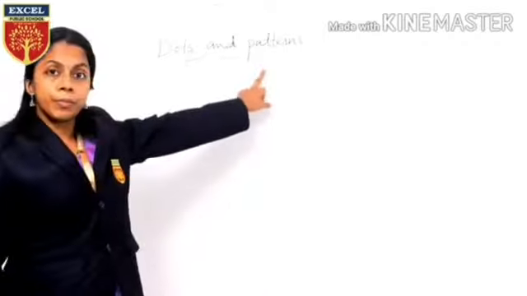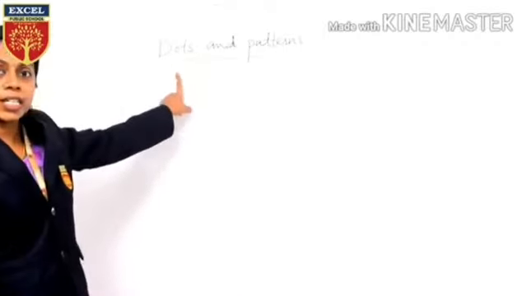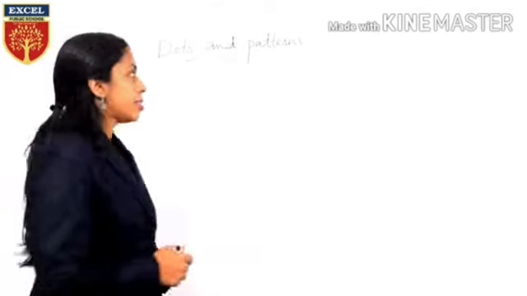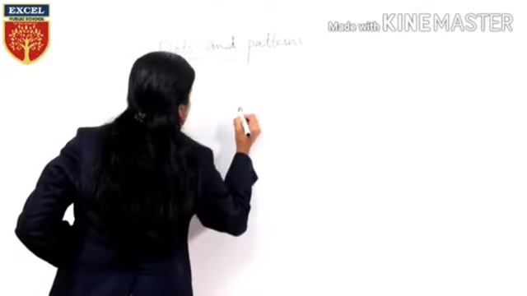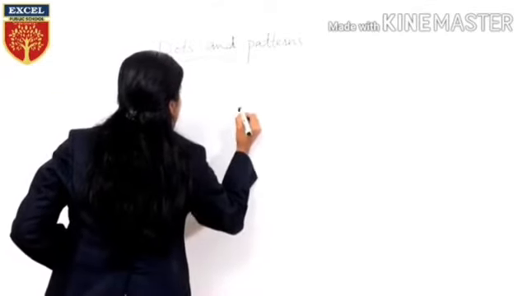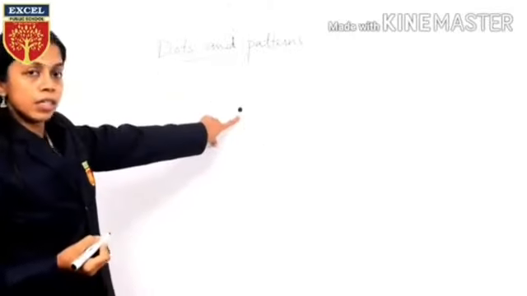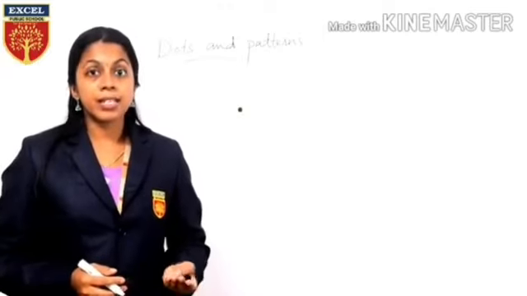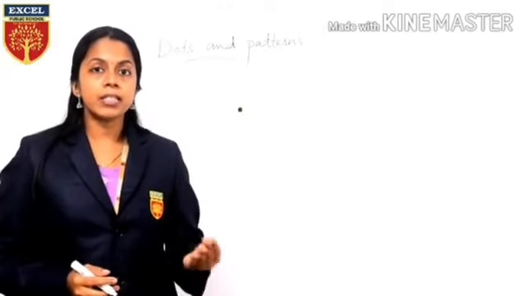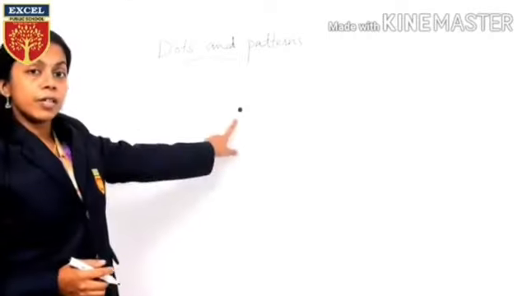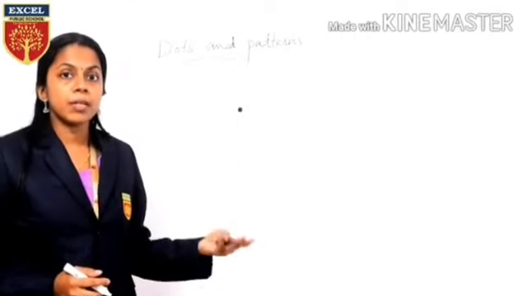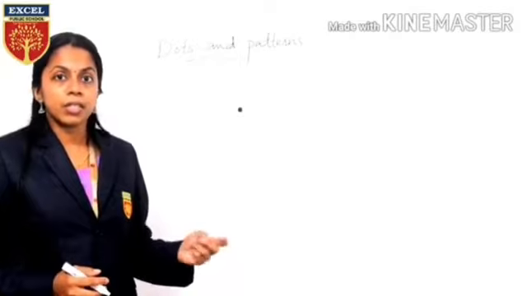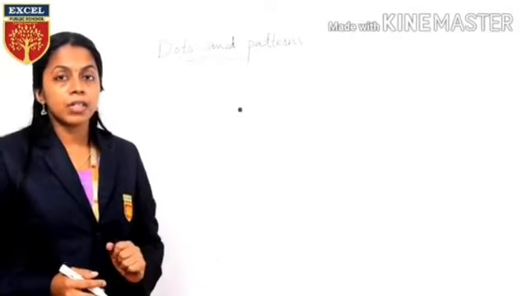Before we discuss patterns, let's see what is a dot. So children, what is a dot? A dot means a mark or a spot. This is a dot. What is the use of this dot? It has many uses. Let's see some among them. We can use it to draw shapes, pictures or anything, or lines, etc.